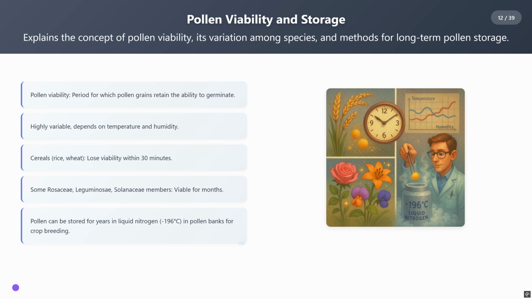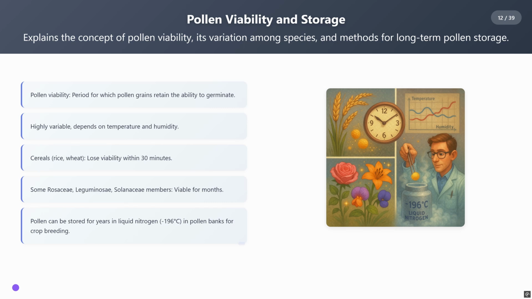A lot. It depends on the species and also on things like temperature and humidity. For example, in cereals like rice and wheat, pollen grains lose viability incredibly quickly, within about 30 minutes of release. Just 30 minutes. Wow, that's a tight deadline. It really is. But then in some other plant families, like Rosaceae, roses, Leguminosae, peas, beans, and Solanaceae, tomatoes, potatoes, pollen can remain viable for several months. That's a massive difference, months versus minutes. Exactly. Think of rice pollen like a sprinter, and maybe rose pollen like a marathon runner.